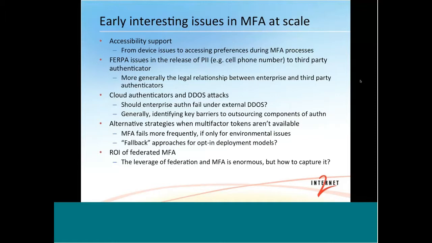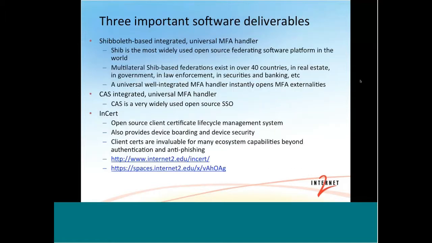And then lastly, we're trying to document the benefits of this. We see that they're large, but how do you capture that? We're also producing 3 important pieces of software. We produced an MFA handler for SHIB, and SHIB is probably the most widely used open source federating software. It's at play in a number of government federations, in a number of vertical markets. MLS uses it, the securities industry uses it, and now we have an MFA handler produced as part of the grant. We're doing the same for CAS.